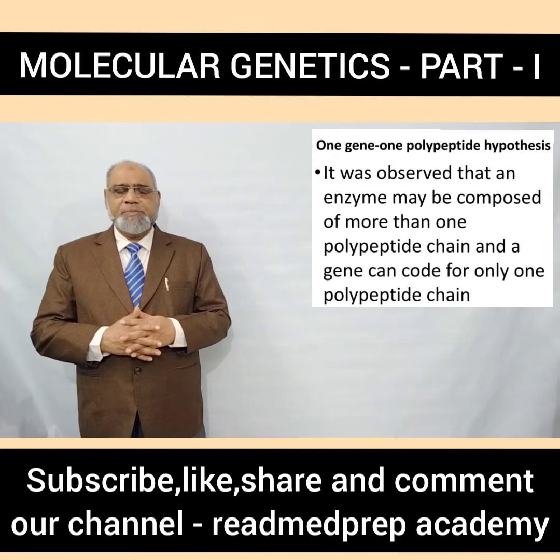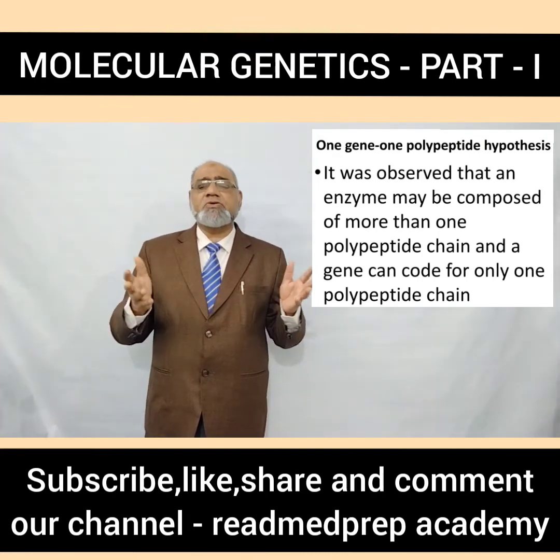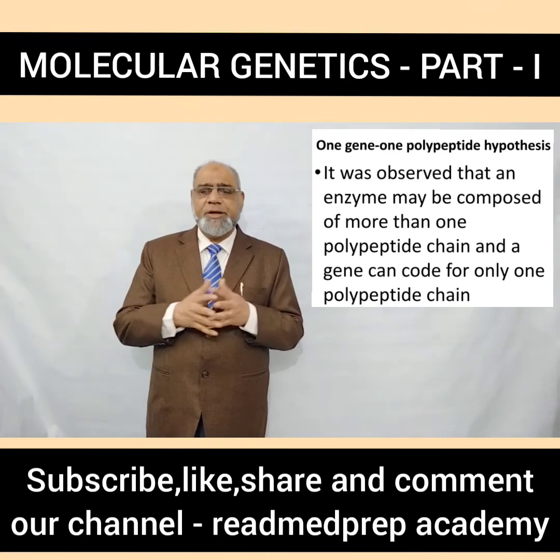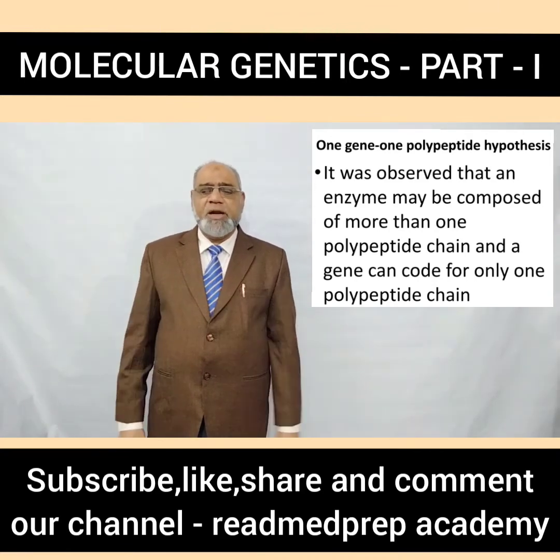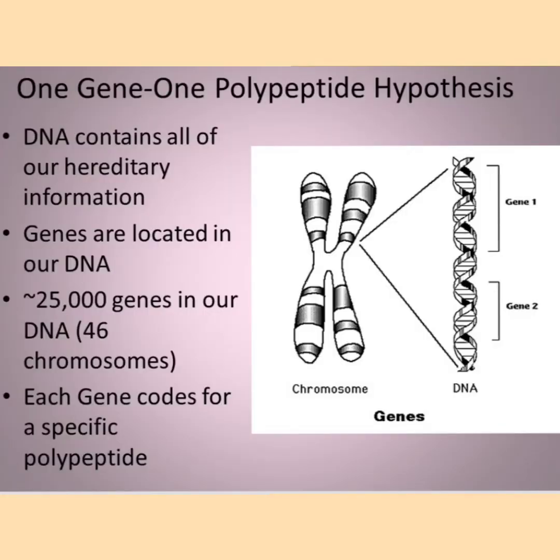One gene, one polypeptide hypothesis. It was observed that an enzyme may be composed of more than one polypeptide chain, and the gene can code for only one polypeptide chain. The one gene, one polypeptide hypothesis indicates that the DNA contains all of our hereditary information. Genes are located in our DNA.